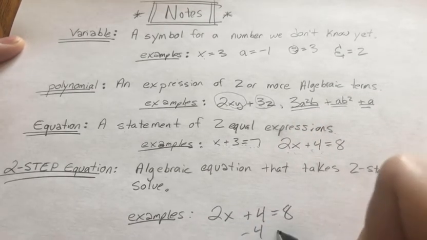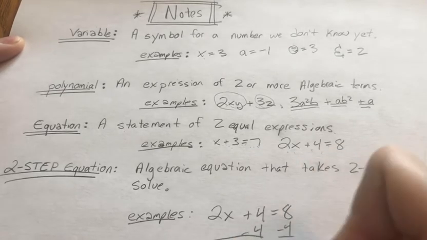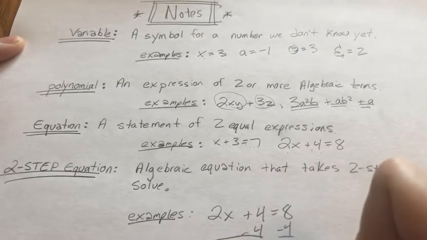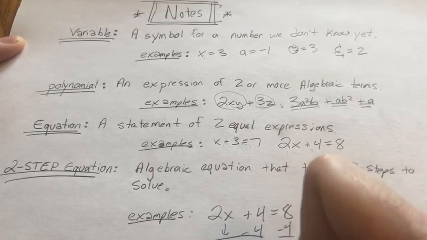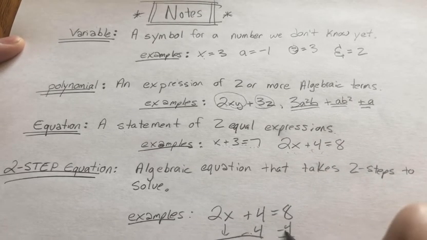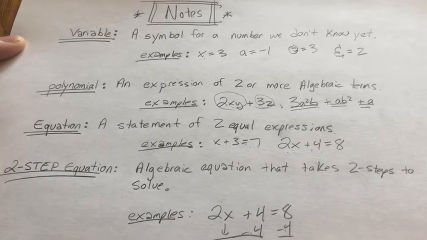We'd subtract 4 from each side. This is something I just made up. I hope it works good. 8 minus 4 is 4. Bring down the 2x. And then the first step was minus 4. The second step is divide by 2.